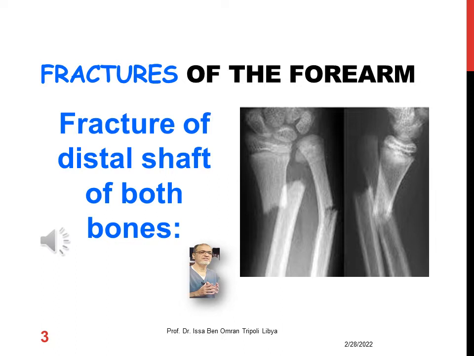One of the most common fractures of the forearm is the fracture of the distal shaft of both bones, radius and ulna, as we see in these X-ray views. There is a displaced fracture of the distal shaft of both bones, radius and ulna.